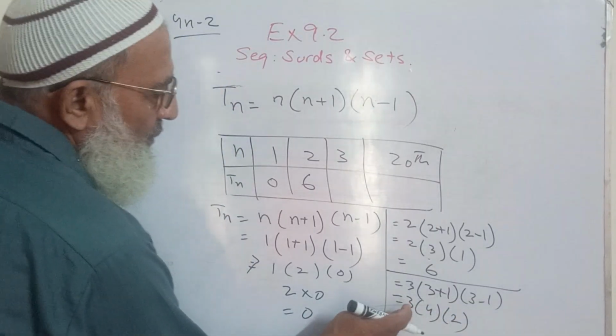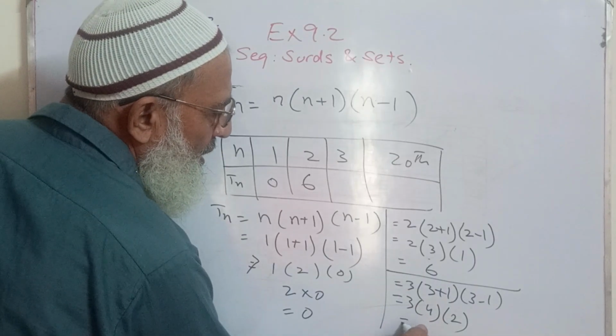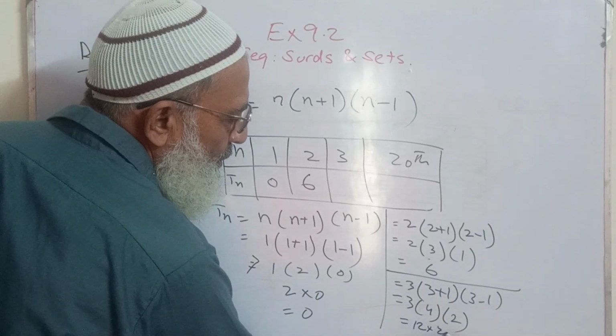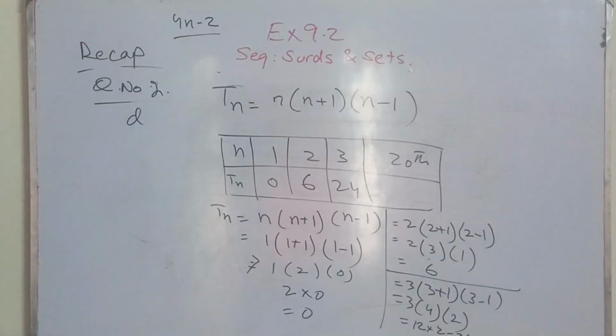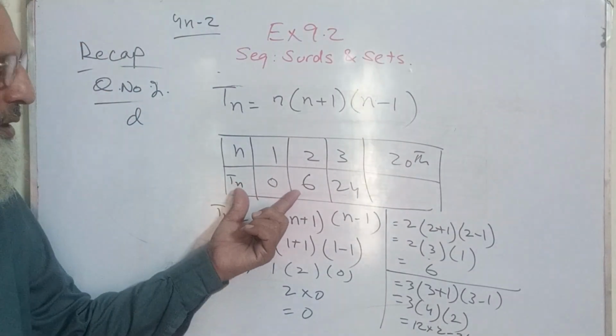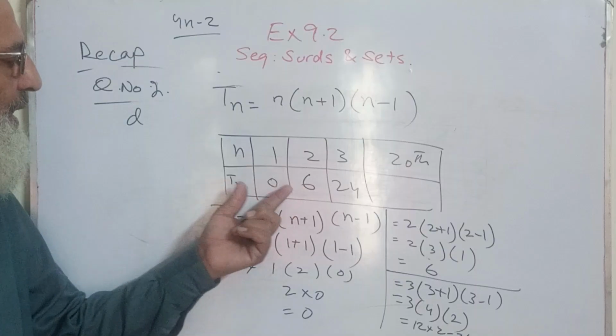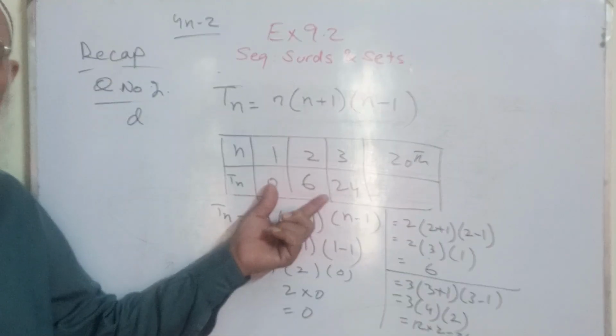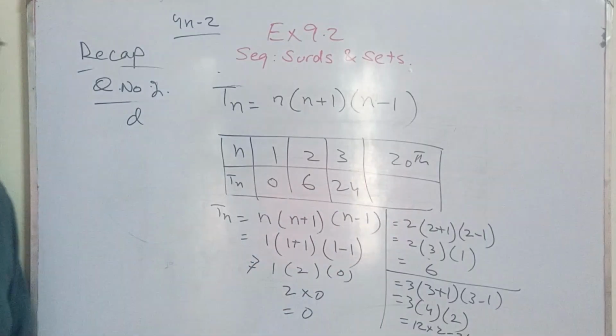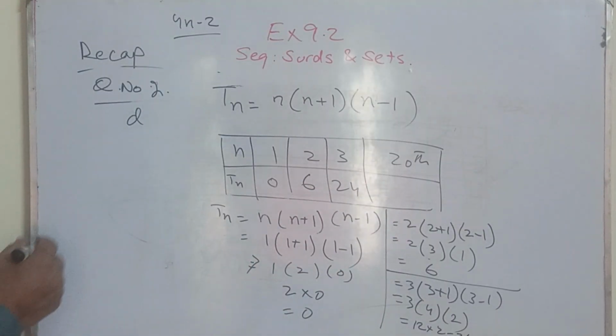Okay, it will be 12. 12 multiplied by 2 is equal to 24. So you see how our Tn is jumping. It has jumped from 0 to 6, 6 to 24, and for the 20th term, what is it?